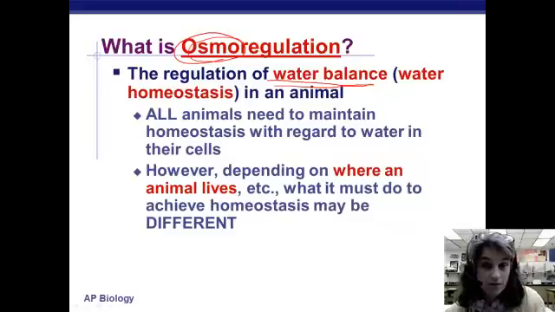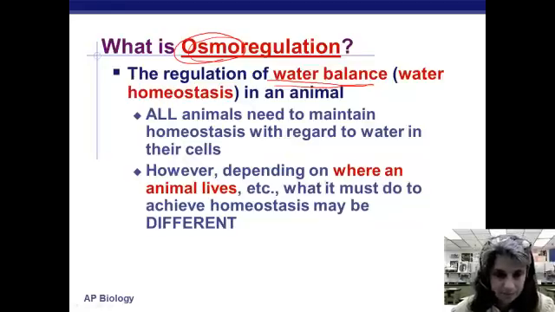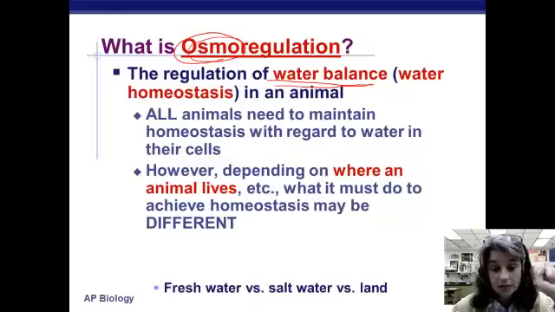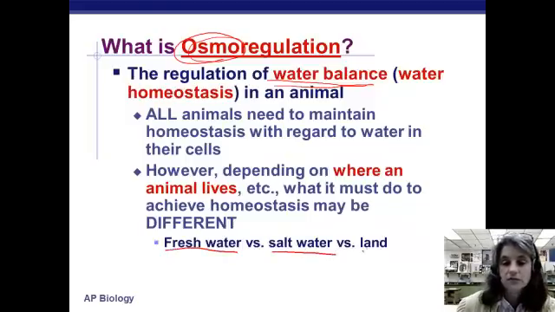You've got to maintain water inside your body when the dry air all around you is sucking it away from you every chance it gets. Okay? So, depending on where an animal lives, how it is going to achieve homeostasis with regard to water balance, osmoregulation is going to be different. Okay? And you need to think of it most directly in terms of freshwater organisms versus saltwater organisms versus land organisms, organisms that live on land. Okay?